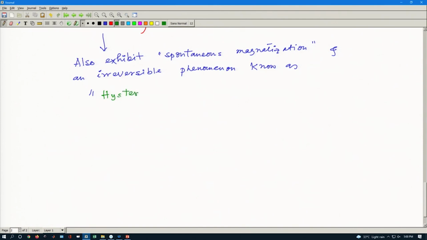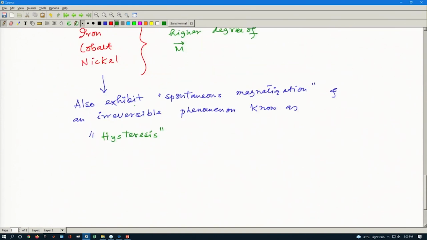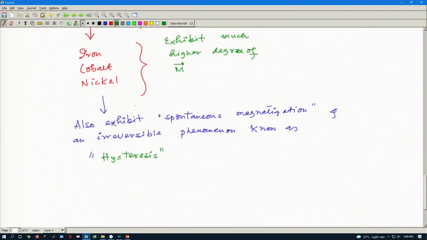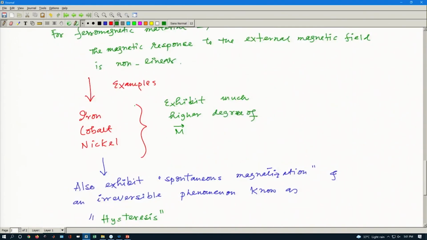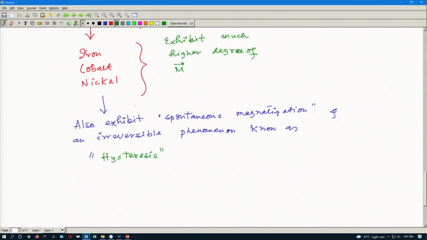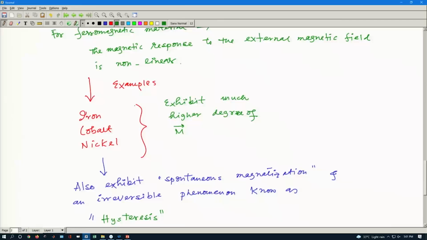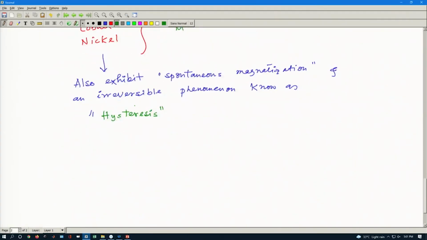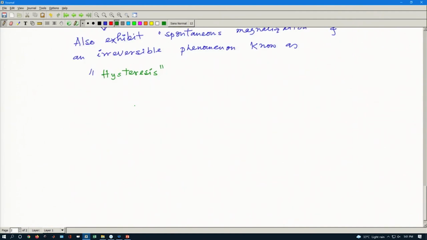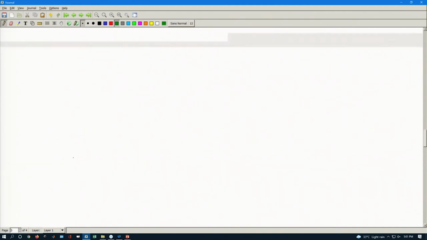So, we are going to spend some time to understand this hysteresis. What is the meaning of that? They have spontaneous magnetization and an irreversible phenomenon, because if you apply the external magnetic field, the magnetization will be there, and if you reduce the field, the reduction of the magnetization is not proportional. So, there will be some lag, and due to that some heat dissipation will occur. That may create some sort of loss in the system, and we are going to discuss that.